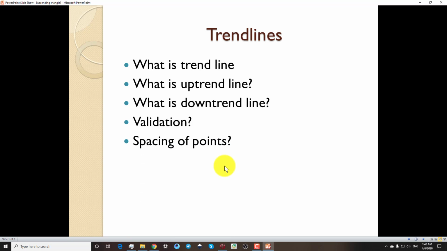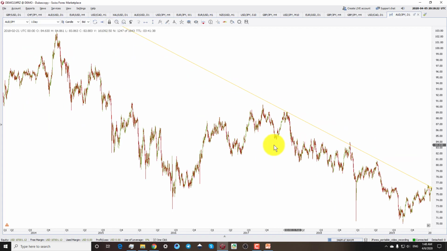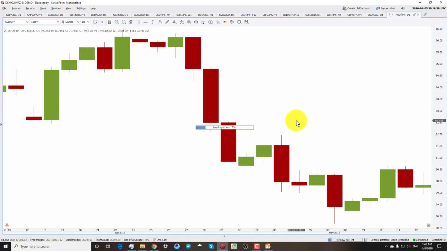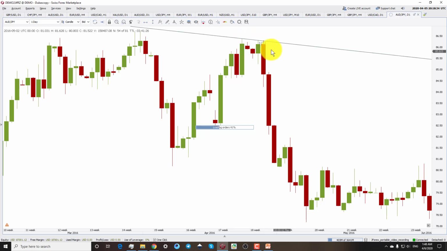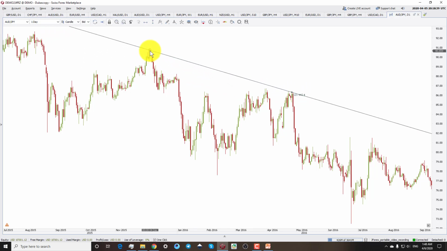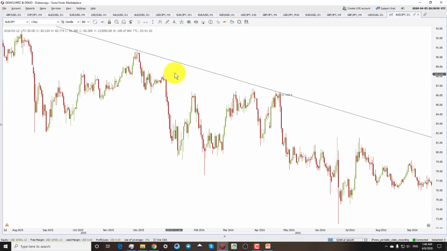Now what should be the spacing of the points? It is also a very important aspect that the spacing should be sufficiently large. When I say sufficiently large, it means you can zoom the chart to almost this level. You don't have to draw trend lines using these 2 highs. No, there should be sufficient space between the 2 points that you are choosing, depending upon the time frame. I am choosing these 2 points from December high to April high, so that makes a trend line valid.